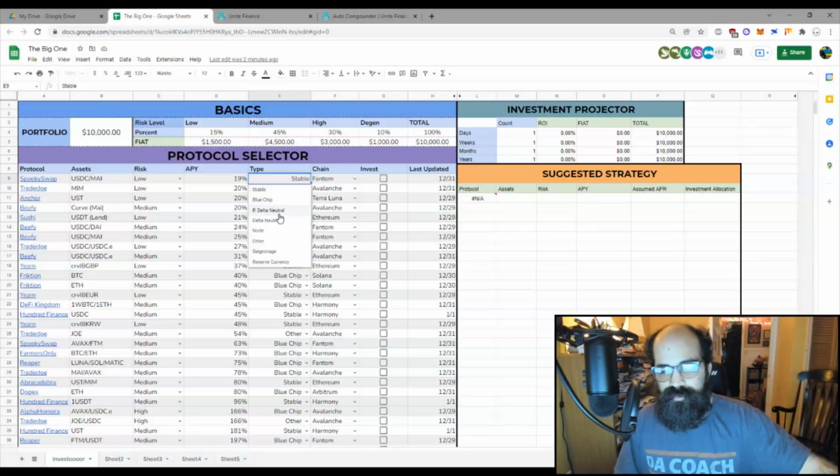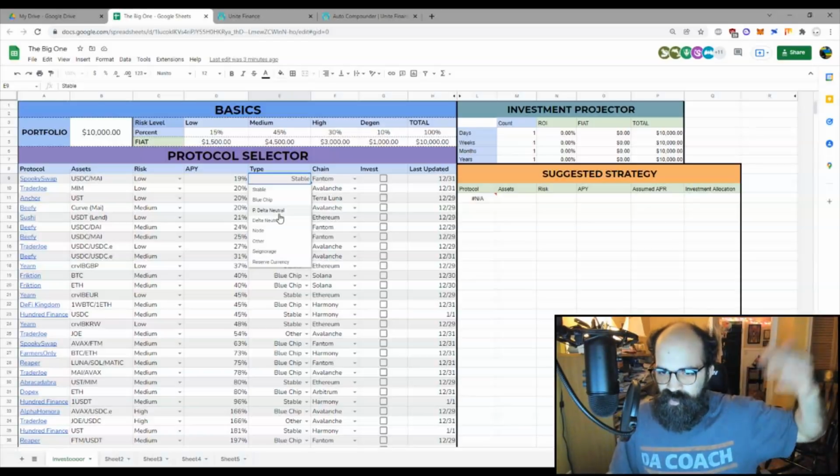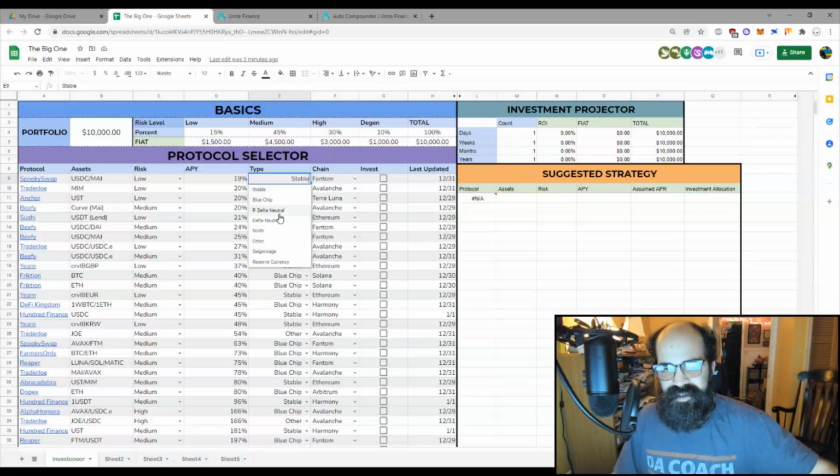Pseudo delta neutral. If you've seen any of my videos, you know what pseudo delta neutral is. It's just leveraged yield farming with minimal exposure to price variation. It's a complicated way of saying it's a decent yield farming strategy. Delta neutral is really nice.